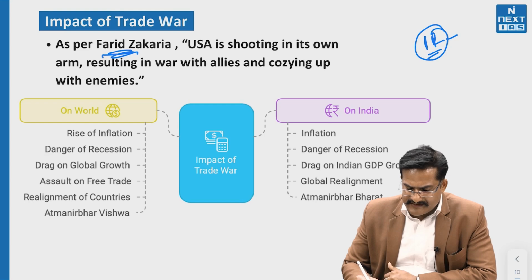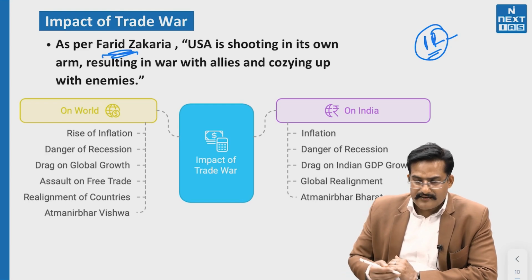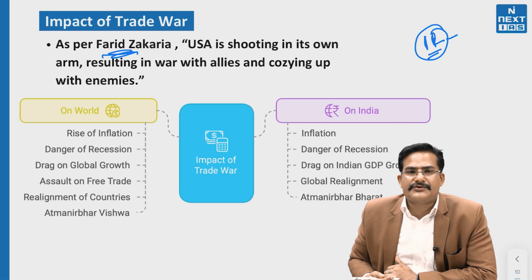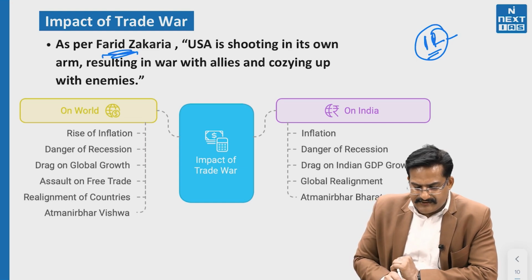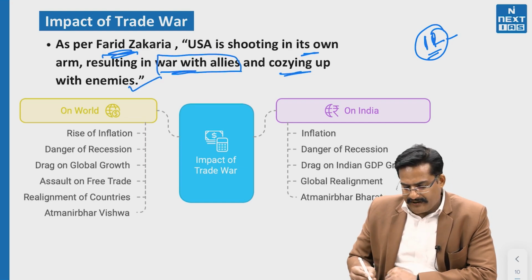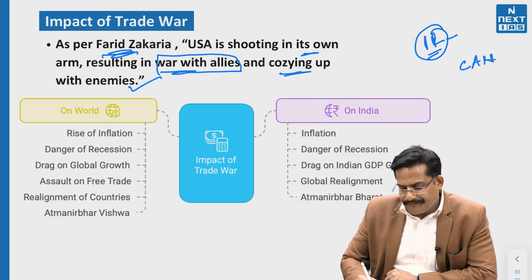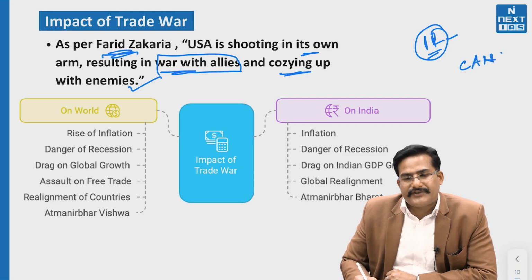So we are not supposed to discuss all these things, but we'll have to discuss whether the viewpoint of Fareed Zakaria is actually true. He said that the USA is shooting itself in its own arm, resulting in war with allies and cozying up with the enemies. I will give you an example. Canada and the USA are all-time friends, right? They have fought several wars together.